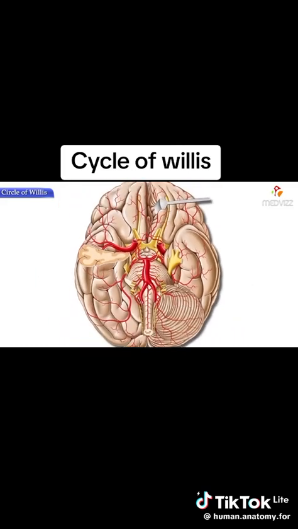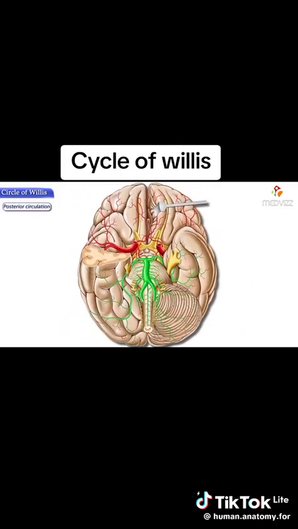Now let's take a look at the posterior circulation. This part, or half of the circle, provides the posterior circulation and mainly supplies structures like the cerebellum, brainstem, and posterior aspects of the cerebral hemispheres.